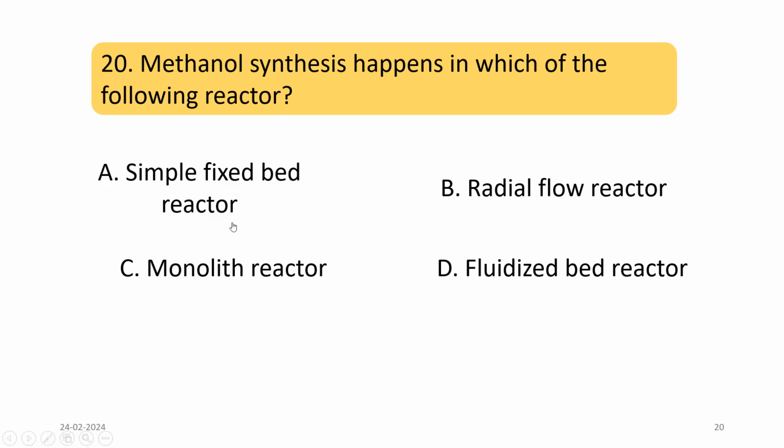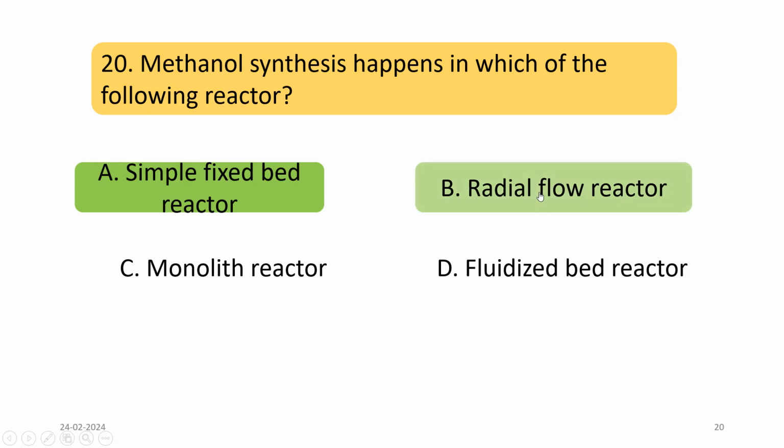The answer is simple fixed bed reactor and radial flow reactor. In both types of reactors, methanol synthesis happens.